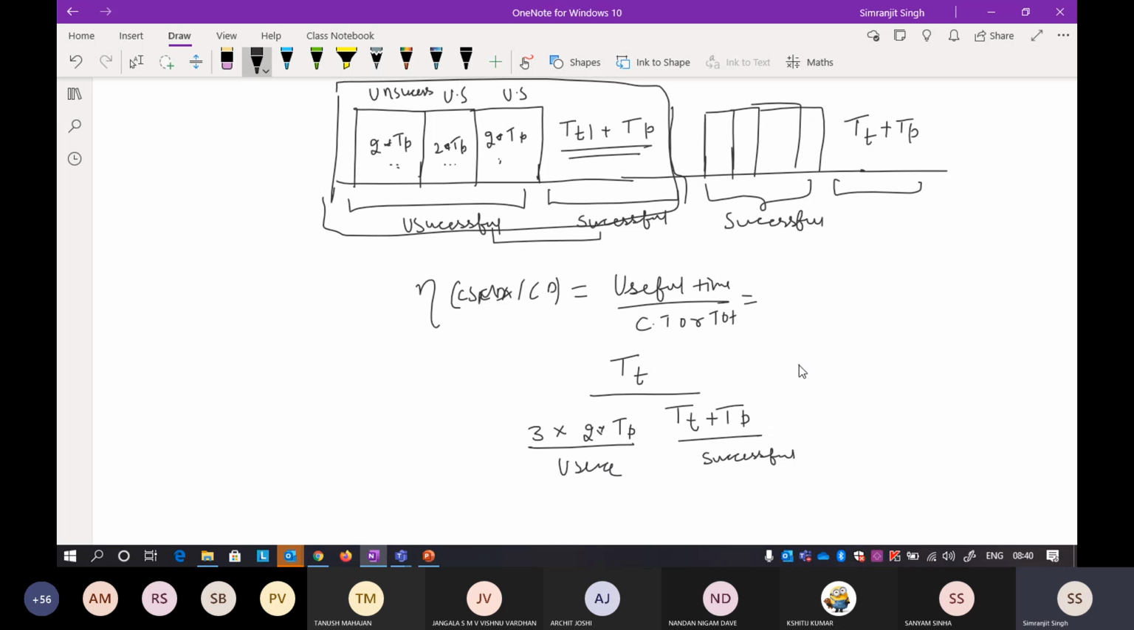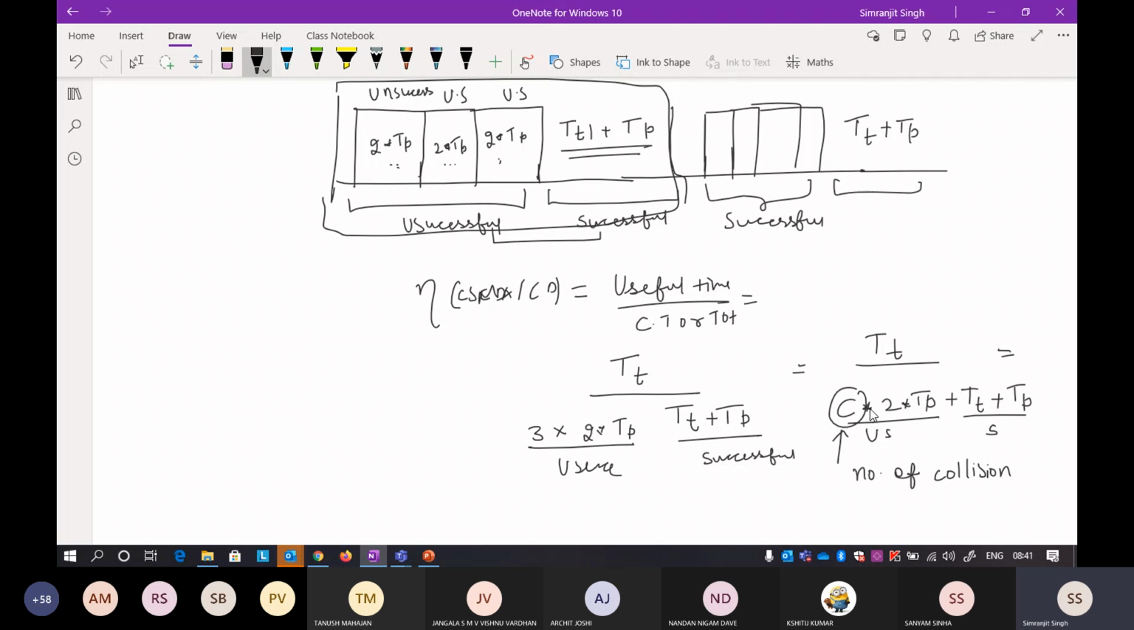So if I generalize this formula, it will be TT over C into 2 into TP plus TT plus TP. This first term is for the unsuccessful attempts, and this second term is for the successful attempt. C denotes the number of collisions, and it can be zero also. It is possible that in the first go there is no collision and you are able to easily transmit the packet. So this term will become zero, and the efficiency will definitely increase.